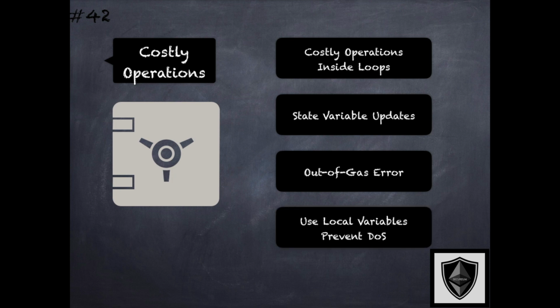The solution here is to use local variables instead of state variables as much as possible. And the reason is because local variables, if you recall, are allocated in memory, and memory updates using mstores only cost 3 gas units compared to the 5,000 or 20,000 that storage updates cost. So this notion of costly operations being used inside the loops leading to out of gas errors, and in the worst case leading to a denial of service, can be mitigated by caching and using local variables as much as possible instead of storage variables.